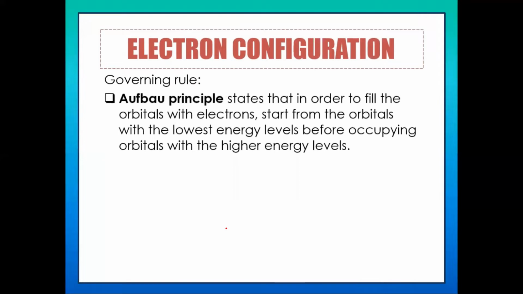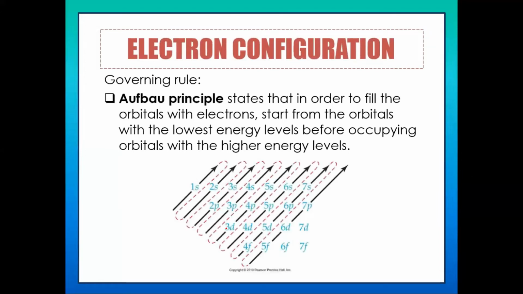First is the Aufbau principle. The Aufbau principle states that in order to fill the orbitals with electrons, start from the orbitals with the lowest energy levels before occupying orbitals with the higher energy levels. So, this is the mnemonic used to identify the correct order of energy levels in an atom from the lowest energy level to the highest energy level.